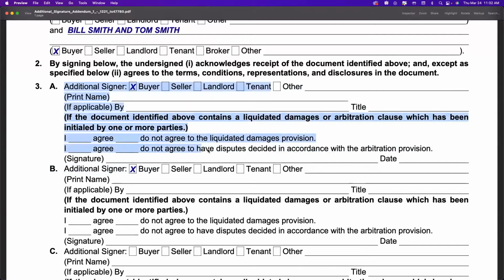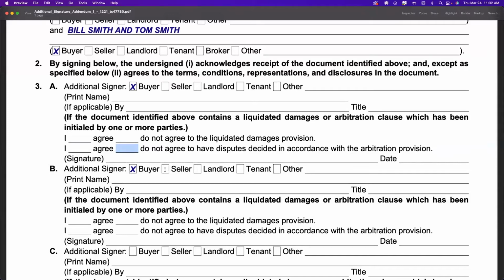Now, right here, what you're looking at, these are initials. I either initial here and agree, or I initial here and I do not agree to the liquidated damages provision. So if you want them to agree to liquidated damages like the other buyers maybe did in the purchase agreement, they're going to initial this first blank space. If you have the arbitration of disputes clause initialed in the purchase agreement, then you're going to have them initial here. If you don't, then you're going to have them initial here that they don't agree to have the disputes decided in accordance with the arbitration provision.